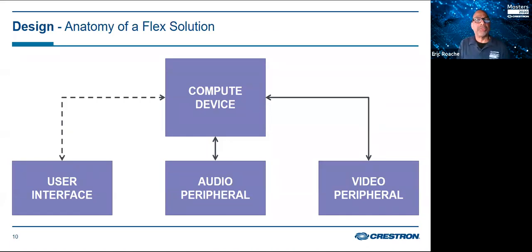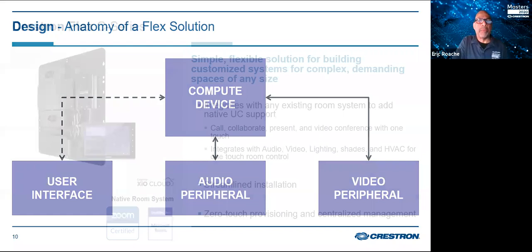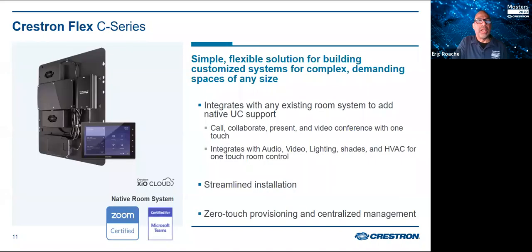And let's start by looking at the anatomy of a Flex solution. When the Flex solution is running a platform like Teams or Zoom, you will always need a computer at the core. And then also you have a user interface, typically a touchscreen, to control the platform and audio and video peripherals. Now, in the Flex product line, that would be our C series in terms of custom integration. The C series is basically two parts: the UC bracket assembly, and that is the computer running Windows 10 Enterprise that natively runs either the Teams or the Zoom platform. And you also have the TSW 1060 touchscreen.